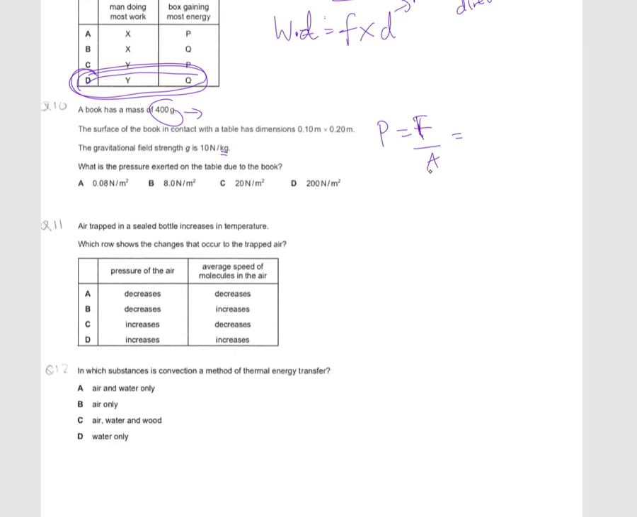It's going to be 0.4. So the force is the weight, so mg over area. So mg is 0.4 times 10, over the area. Now the area is going to be this times this. So 0.4 times 10 divided by 0.1 times 2, and this will give us an answer of 200. That's the answer there. Good.